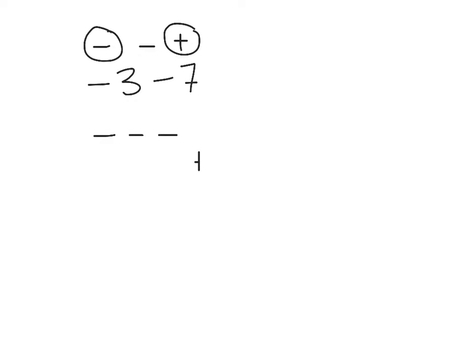One more, -3 minus 7. So I'm starting with 3 negatives, and I want to take away positive 7. This is a negative minus a positive. Well, I don't have 7 positives, so I need to make 7 positives. 1, 2, 3, 4, 5, 6, 7. But I can't just add those. I have to bring them in as zero pairs.